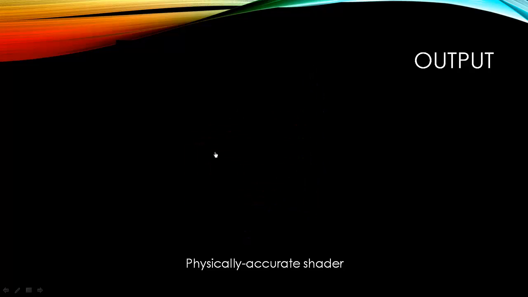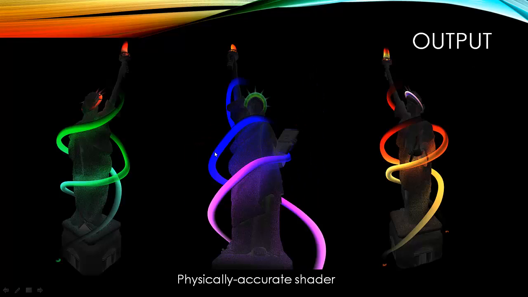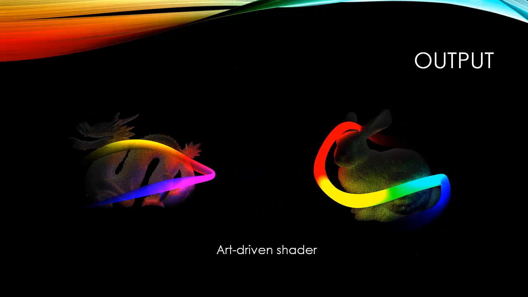Here comes more results. These are the images rendered with our physically accurate shader. You can see the transition of colors between the start color and the end color of the beam. And these are the images rendered with our art-driven shader. Users can define various colors with these shaders.